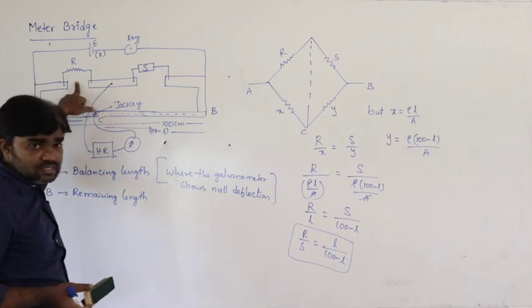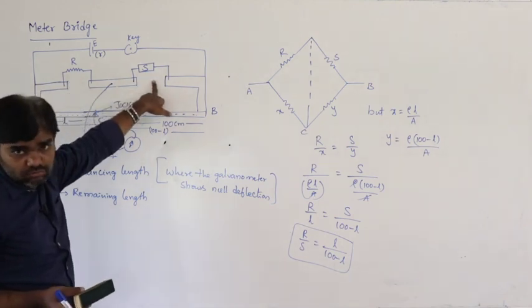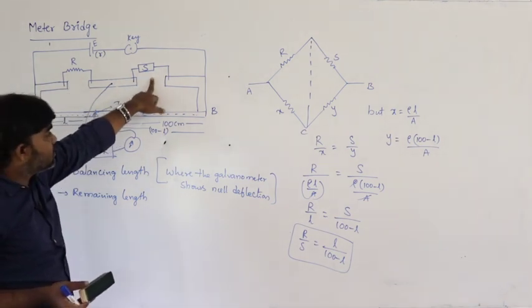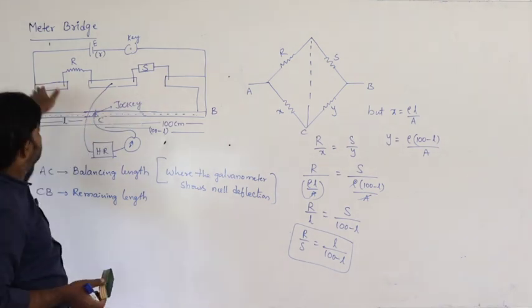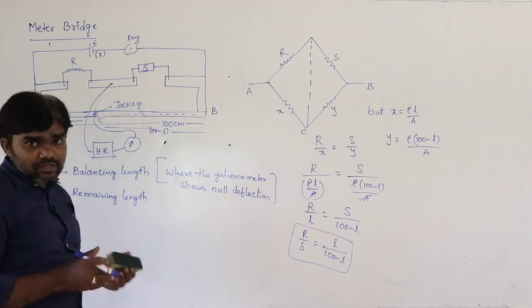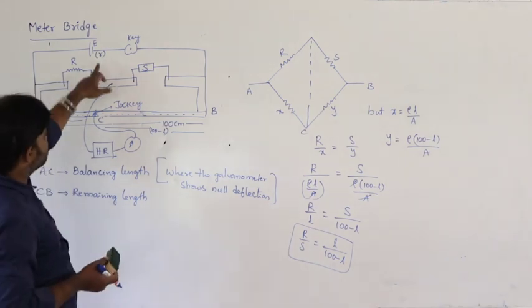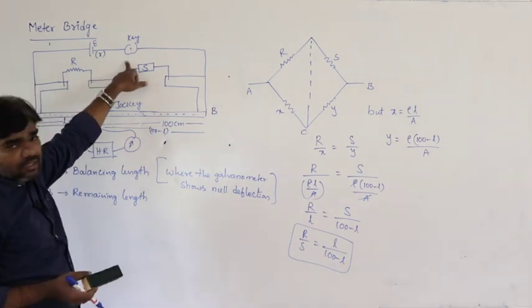If this resistance is unknown, this must be known. And this is the cell. For current to pass through the circuit, we must connect a battery like that. And this is the key.